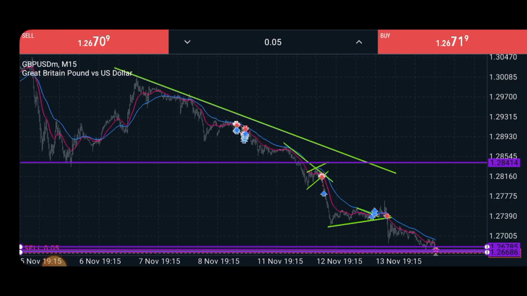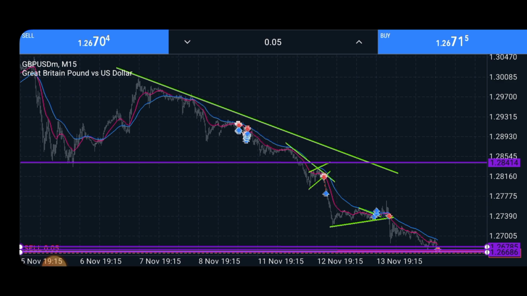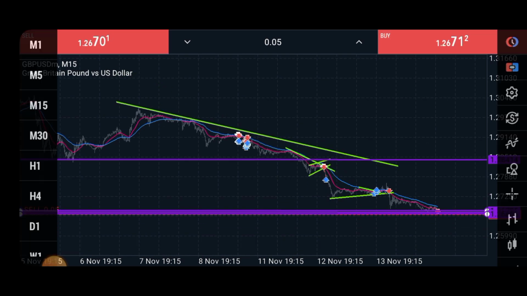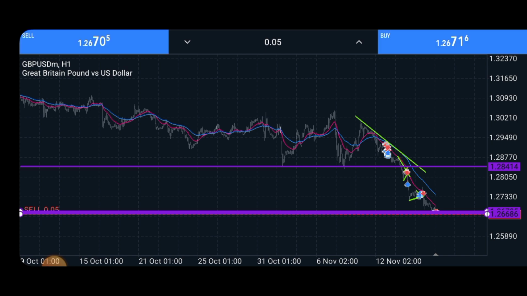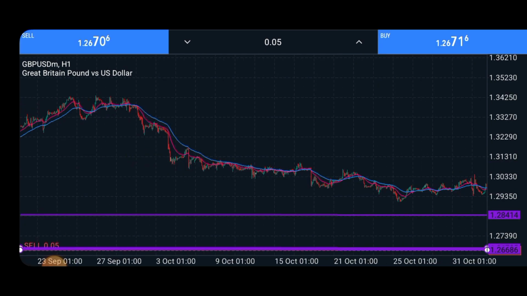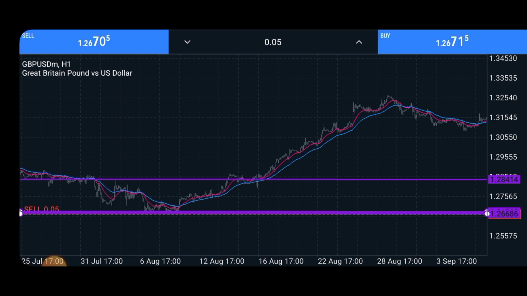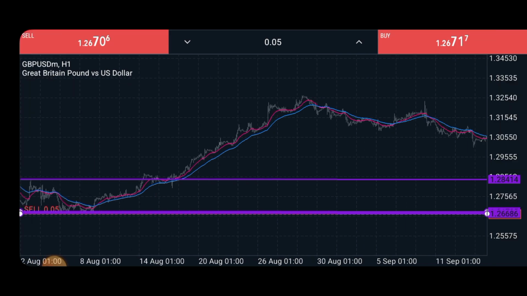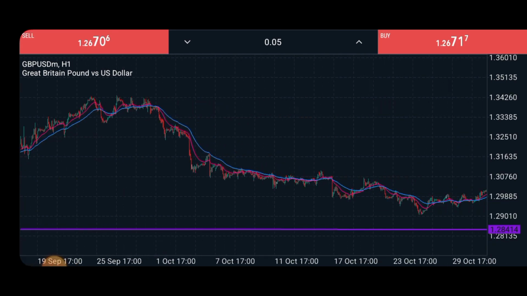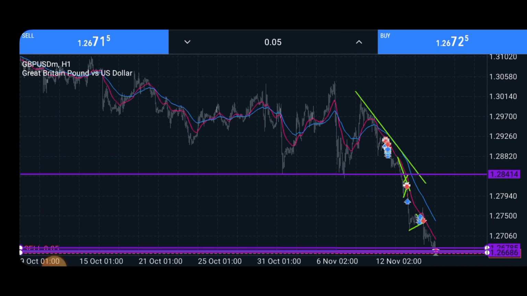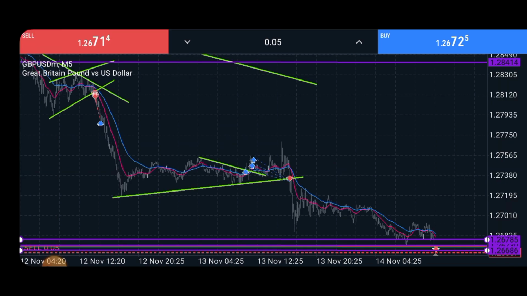Go to our 15-minute chart. Let's go to our 1 hour chart. You see how clear the pathways are. Ooh, there is some resistance coming on this part here. But it might go right.